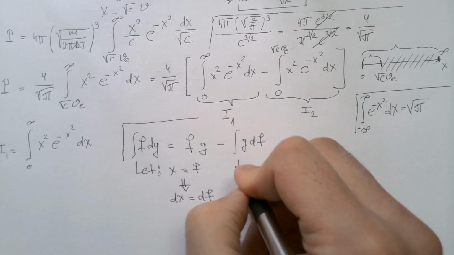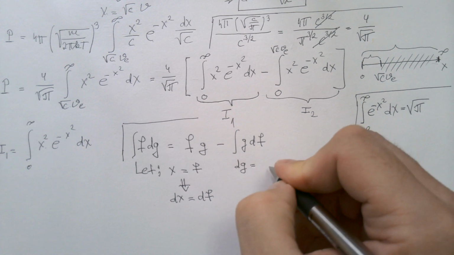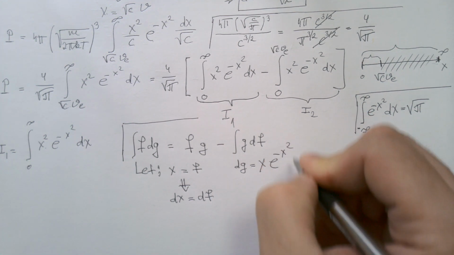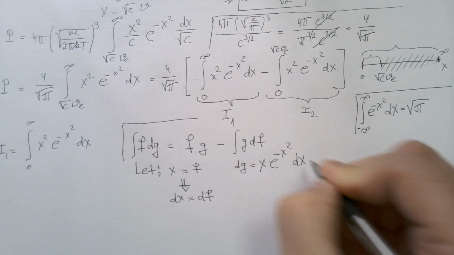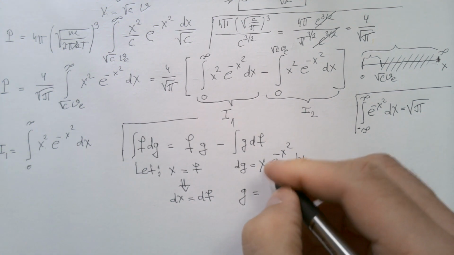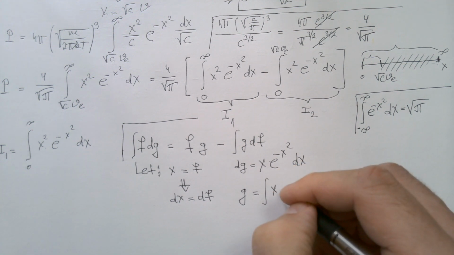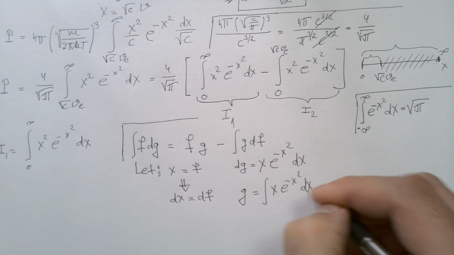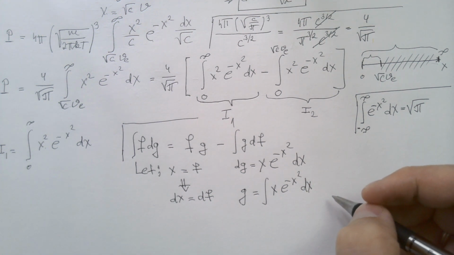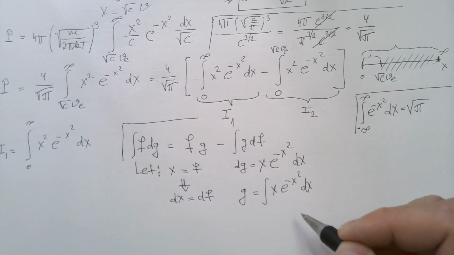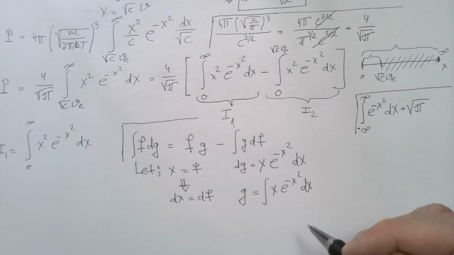And let dg consequently be x e to negative x squared dx. Then from here, g is equal to the integral of x e to negative x squared dx. Now you're saying this is getting more and more complicated. How do I solve this integral? It is getting more and more complicated, but that's how the universe works.